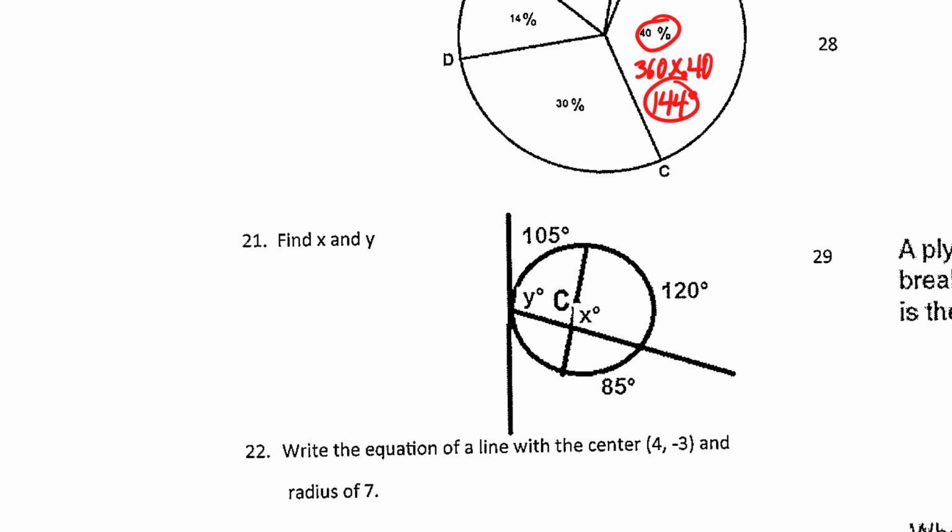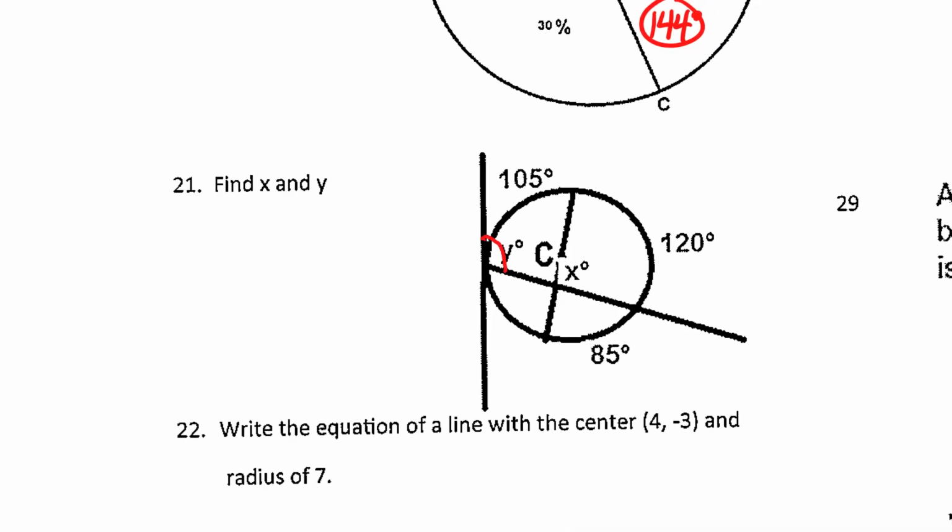Okay, number 21 says find x and y. So x degrees is talking about this angle right here. So this arc right here, so that angle where y is, how does that angle relate to that whole arc right there? It's half of it. So how big is this whole arc right here? It's 225, just putting those two together. So that angle with the y is half of 225. So what does that equal? 112.5.